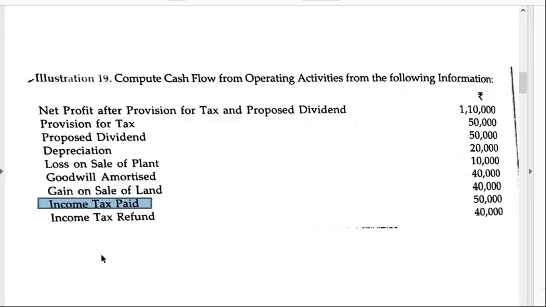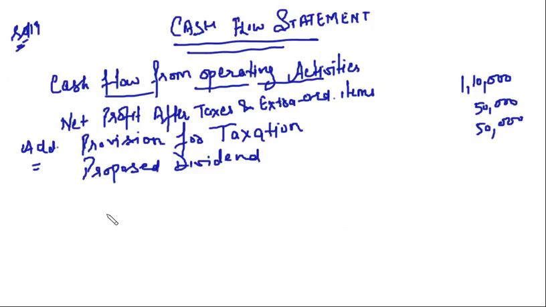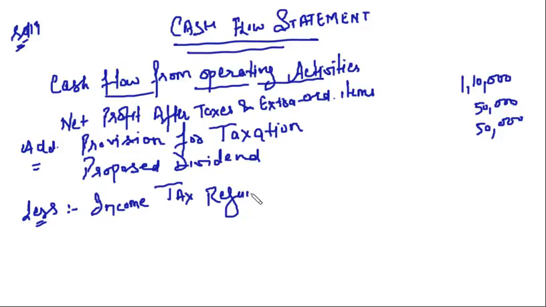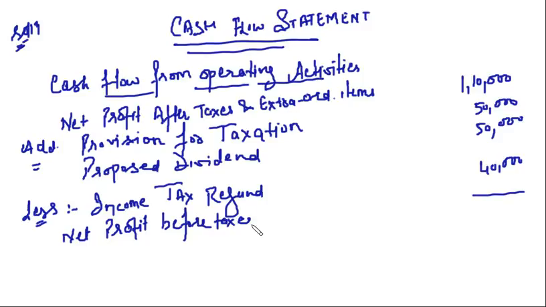Income tax refund. Yes, income tax refund of the previous years we have to adjust because it is not related to the routine operations of the business. Income tax refund, how much? 40,000. So what is the net profit? So now what we get is net profit before taxes, and there are no extraordinary items.